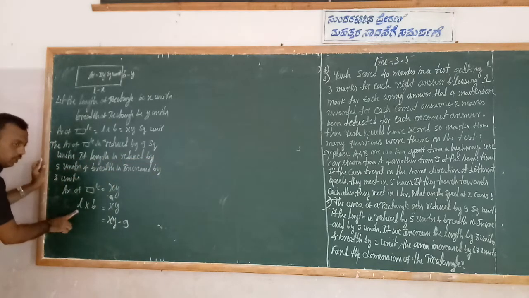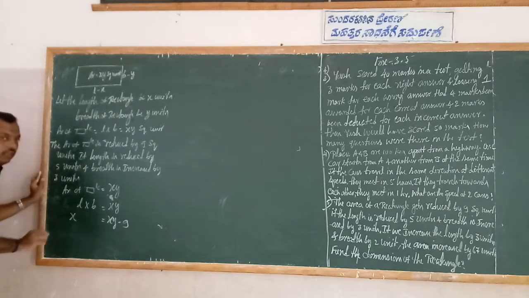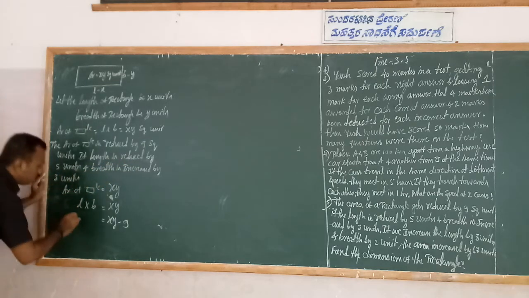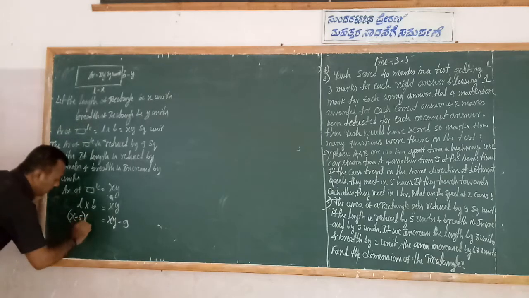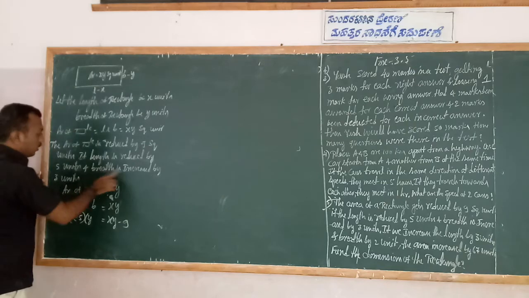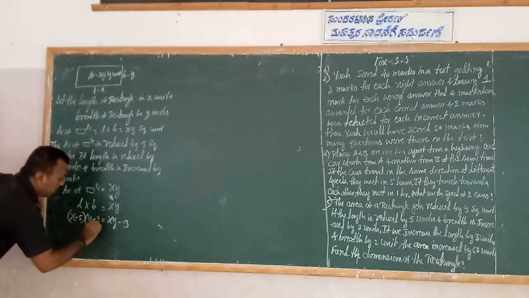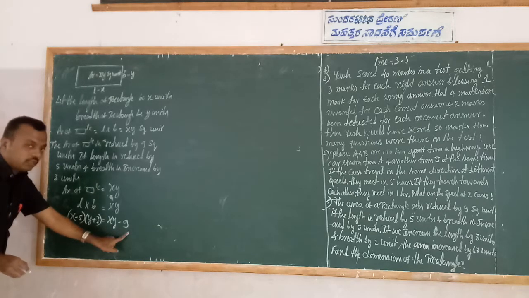What is the length of the rectangle? x. So how many units do we have to reduce that? 5 units. Therefore, reduced means minus, increased means plus, into. What is the breadth of the rectangle? y. So breadth is increased. Increase means plus. How many units? 3 units. Therefore, plus 3. So (x minus 5) into (y plus 3) is equal to xy minus 9.